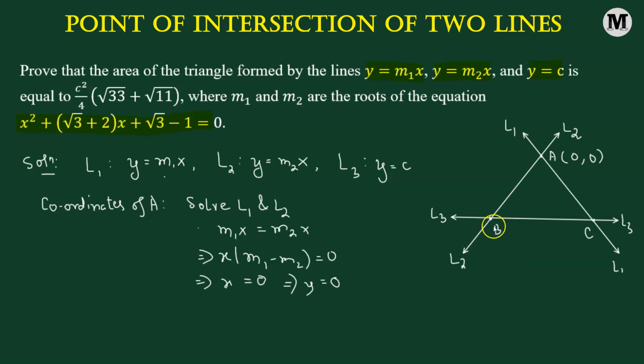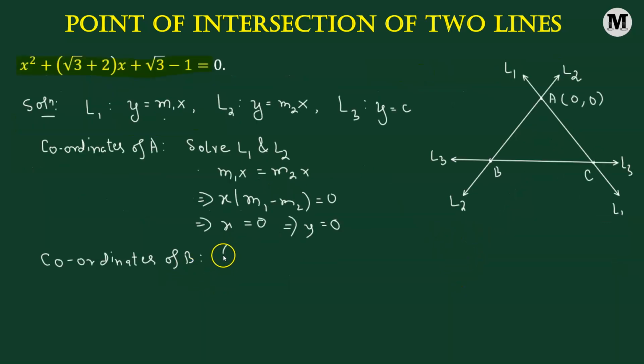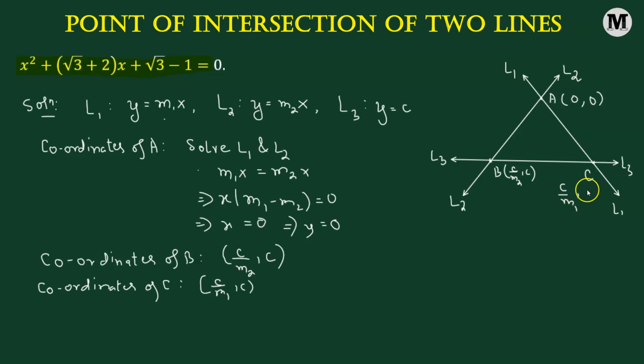Next, we'll find the coordinates of point B. For this, we need to solve the equations for lines L2 and L3. That gives x equals c over m2, and y equals c. So the coordinates of point B are c over m2, c. Similarly, we can find the coordinates of the third vertex, point C, which is c over m1, c.